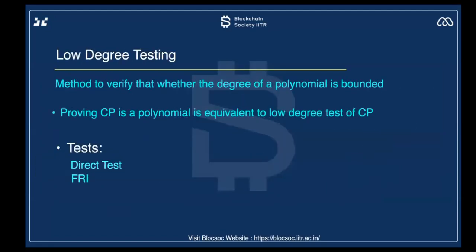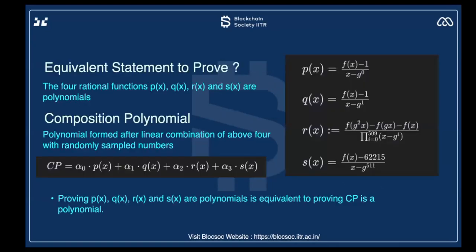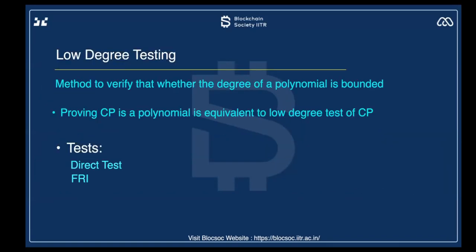It's a method of deciding whether a given function is a polynomial of some bounded degree. So all I have to do now is show that the composition polynomial is a polynomial with a bounded degree. So we do low degree testing for this, and I will explain two tests for the purpose of low degree testing.